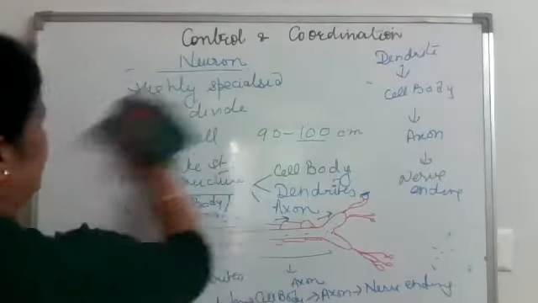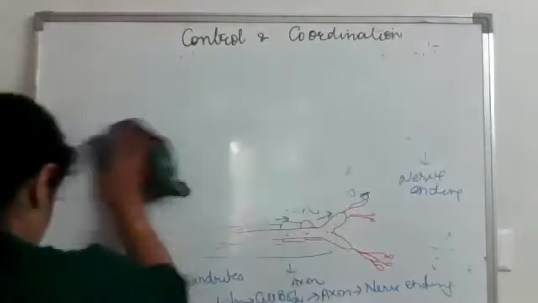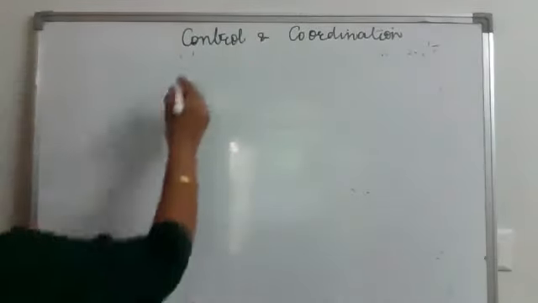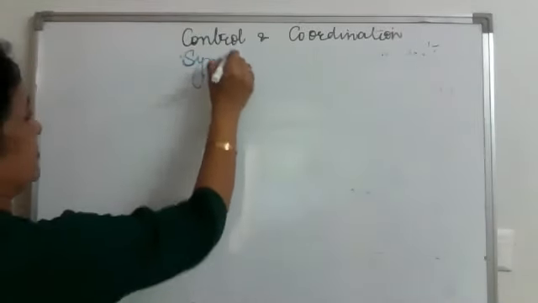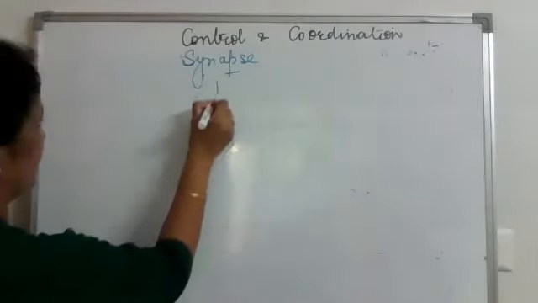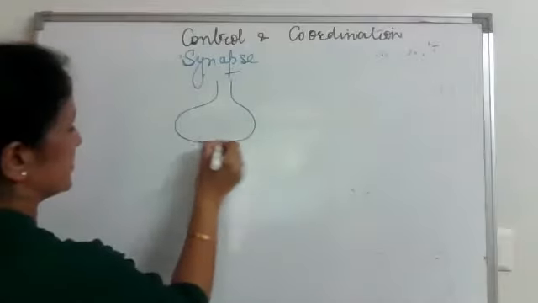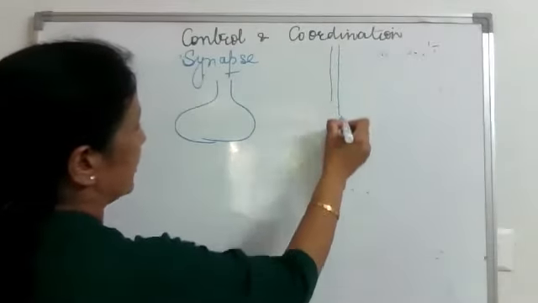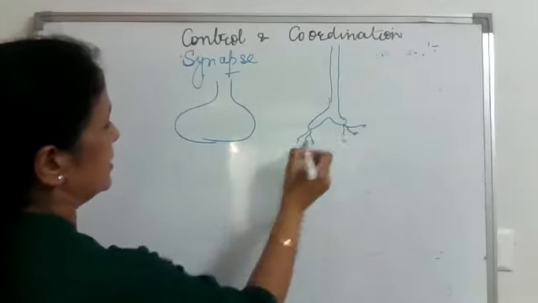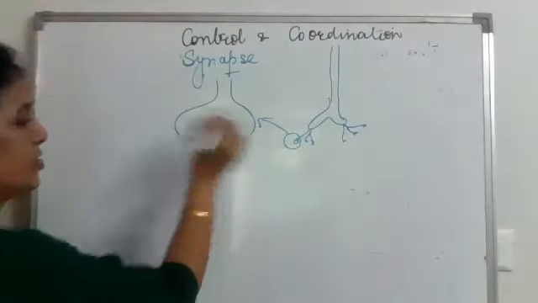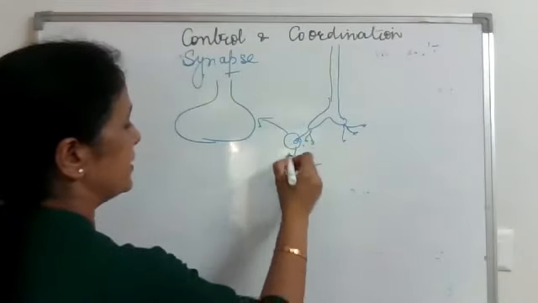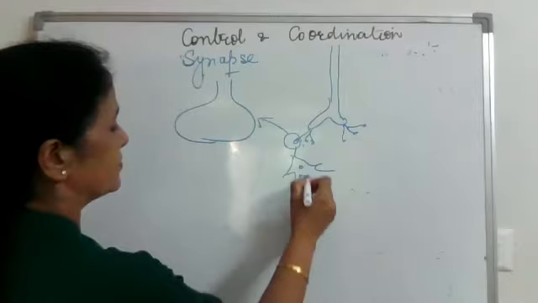Now let us see how. This structure is called a synapse. What is a synapse? This is a junction between the nerve ending. See, here this was our axon, and the axon is divided like this, and these are the nerve endings. One nerve ending I have enlarged here. This is the nerve ending, right? And there is the dendrite of another neuron, like this.